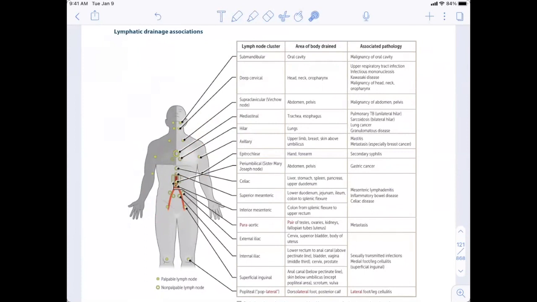For example, a very popular one: your deep cervical and also your submandibular. These usually have to do with areas in your oral cavity, your head and neck. So when you get things like sore throat, upper respiratory tract infection, mononucleosis and all that, it's going to come around there. So it's just easy to look at it that way. This is all purely anatomy. Know the locations of the lymph nodes. If you're given a scenario with a part of the body, just remember what lymph node is going to be closest to that area.